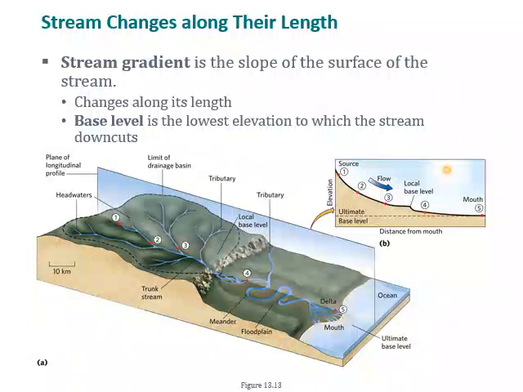Now we will discuss stream morphology. Streams change along their length, and stream gradient describes the slope of the surface of the stream. So base level is the lowest elevation to which the stream downcuts. As you can see in the figure, near the headwaters of the stream, near the source, or in the upstream area, we have a higher or stronger stream gradient than near the local base level and the mouth of the stream.